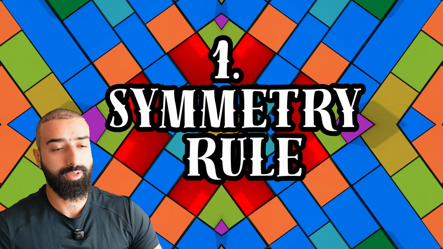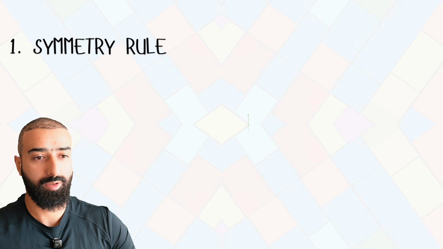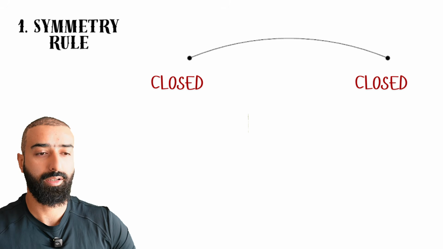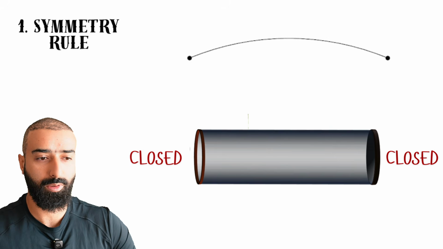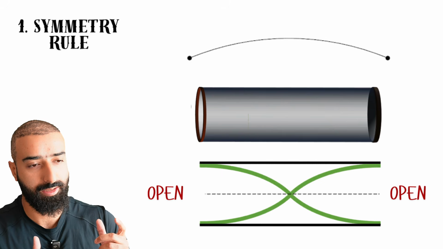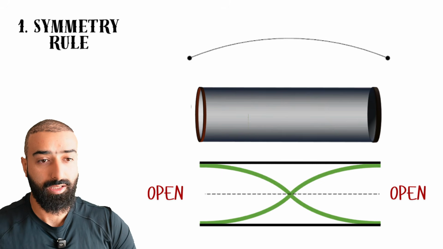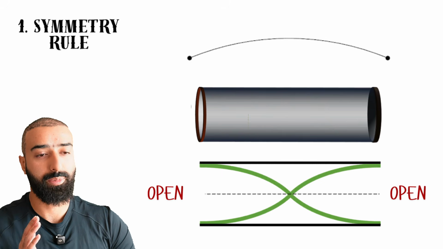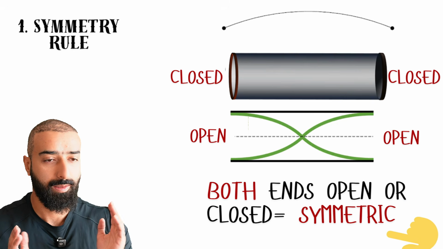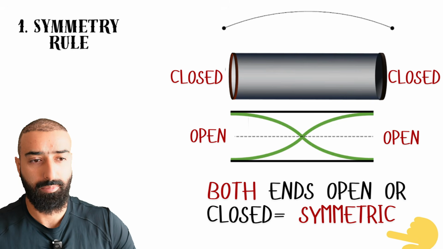The first thing you need to know is the symmetry rule. In your exams, you may be given a string that's connected at both ends, or a closed pipe which is closed at both ends, or a pipe that's open at both ends. In all of these cases, there's a symmetry. Whatever happens on one end of the system is the same thing that occurs on the other end. This we will call a symmetric system.